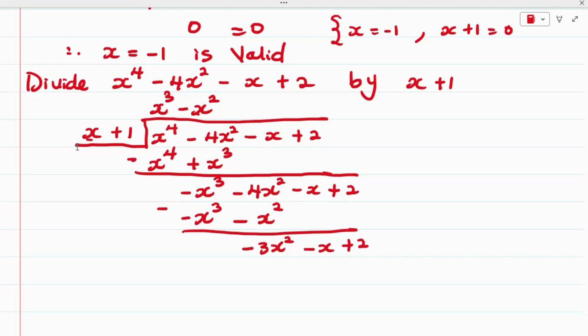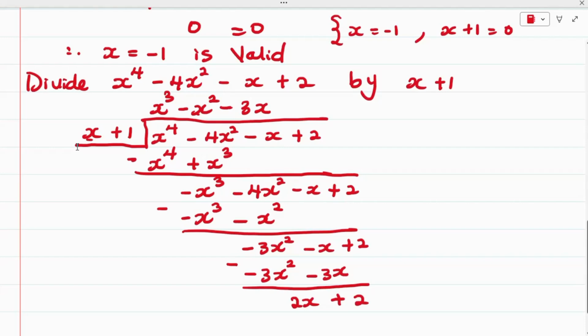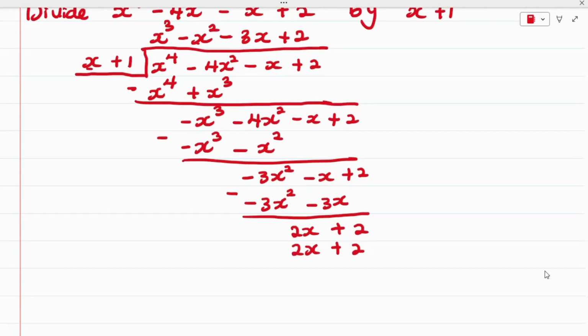So minus 3x squared divided by x, we are going to have minus 3x. And if we multiply minus 3x by x, that will give us minus 3x squared. Minus 3x multiplied by 1 will give us minus 3x. So if you simply subtract this, we are going to have 2x plus 2. So if you divide 2x by x, we are going to have plus 2. So if we multiply, we have 2x plus 2. And if we subtract, we have 0.